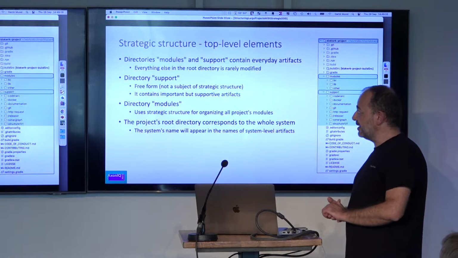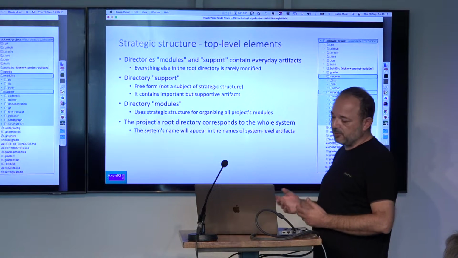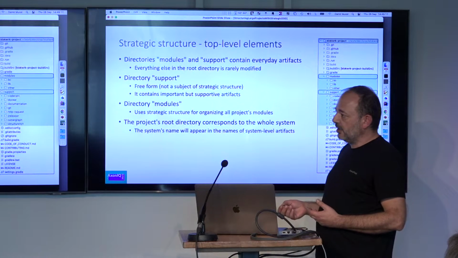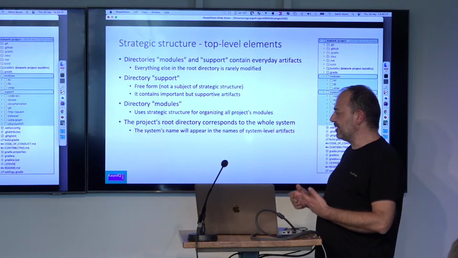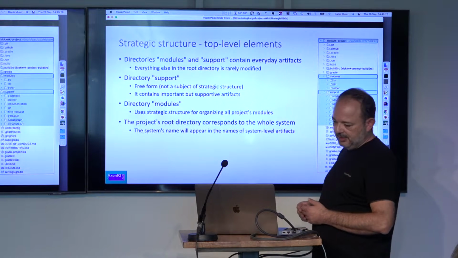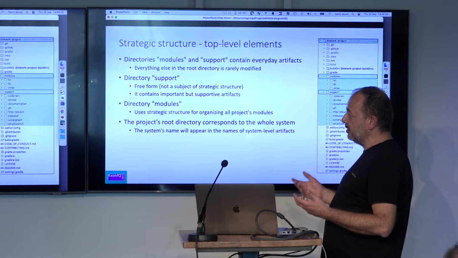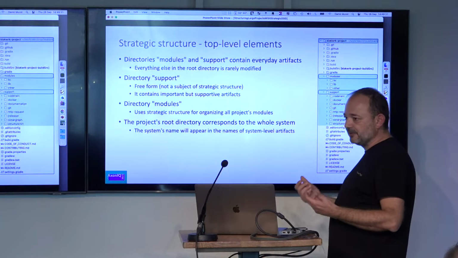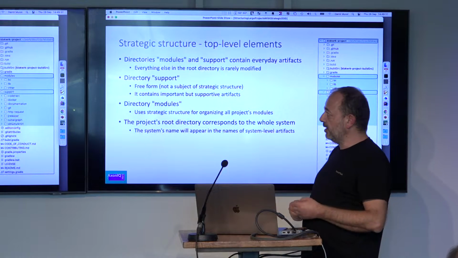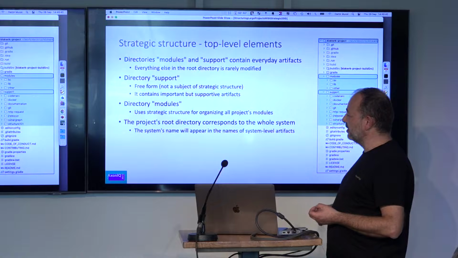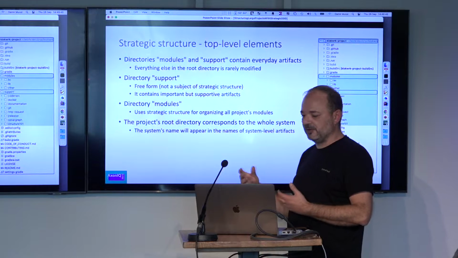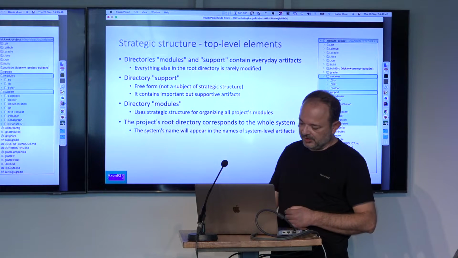Strategic structure starts with only two directories, modules and support. And support is not even the subject of strategic structure. It is free form and contains important but still supportive artifacts like documentation, scripts, and similar things. The idea behind it is to remove as much stuff as possible from the root project and to place it in a single directory. In contrast, the modules directory is the subject of strategic structure, and it organizes all modules that you have in your project according to strategic structure guidelines.